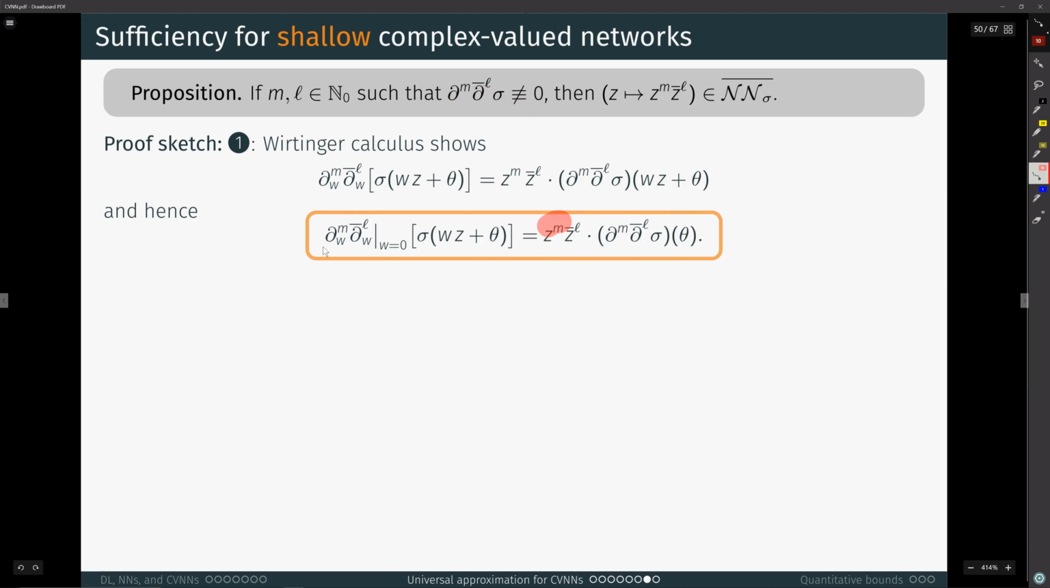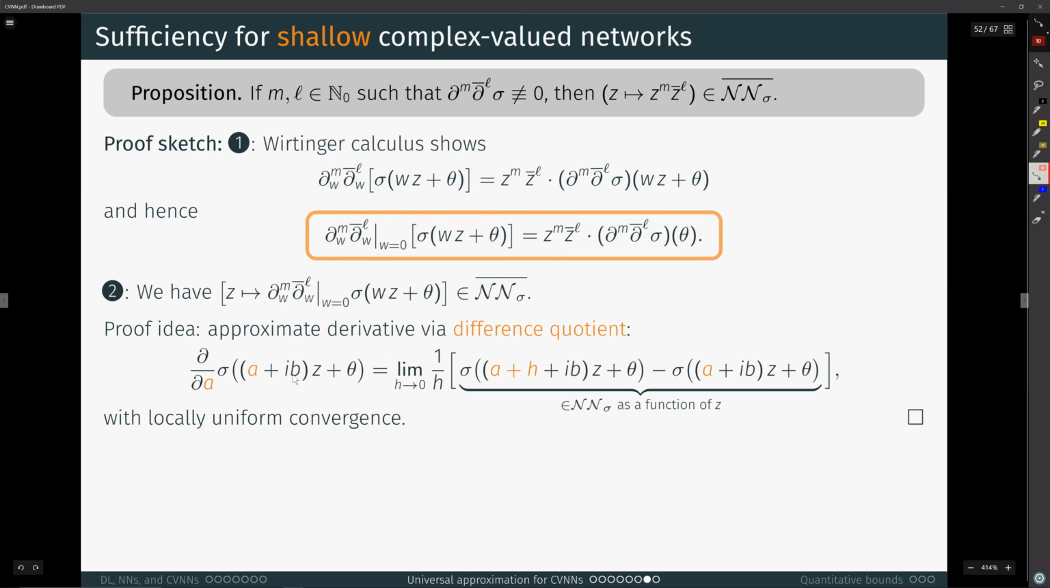So then the last step is just to show that you can approximate this shebang here using neural networks. So how do you do that? This here is a neural network, right? And you're just taking a derivative of that. So the idea is to show, the definition of the derivative is it's a limit of a difference quotient, right? So now let's, for example, consider this derivative here. This is the limit of a difference quotient. And as a function of z, this is just a neural network. So the whole thing is a neural network.